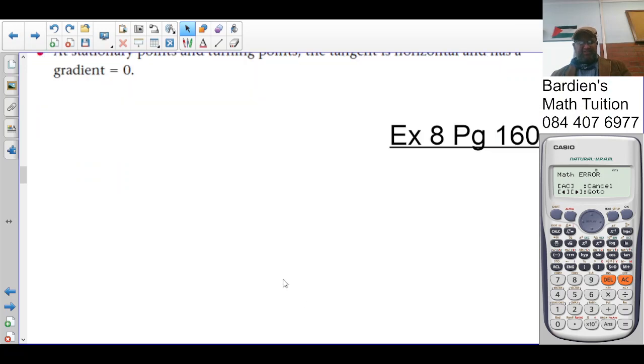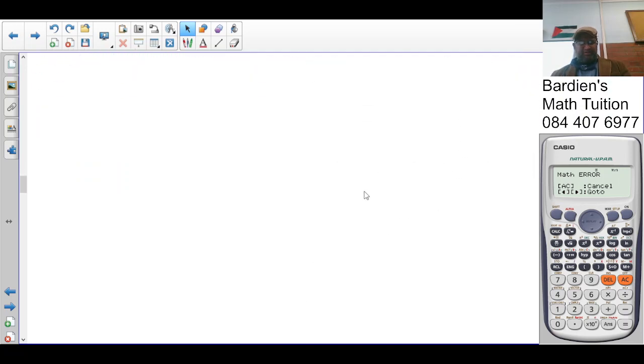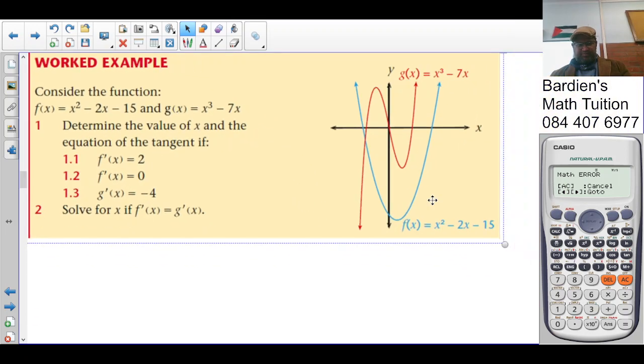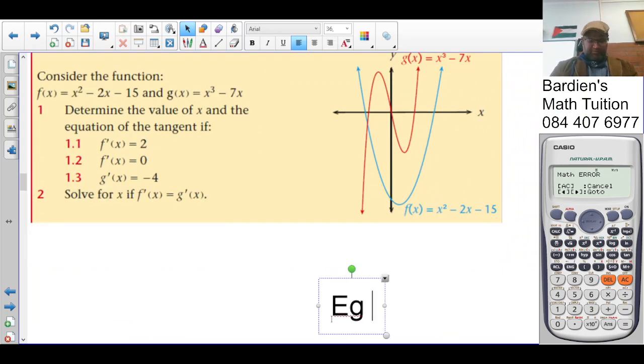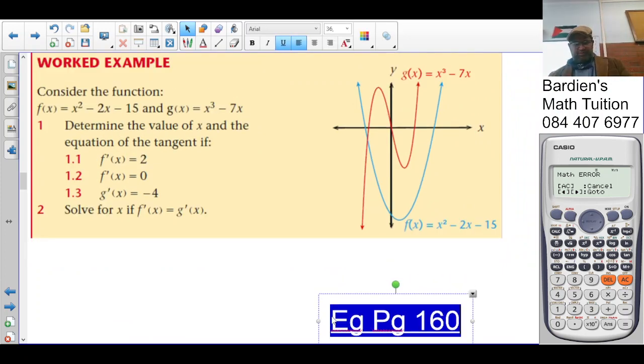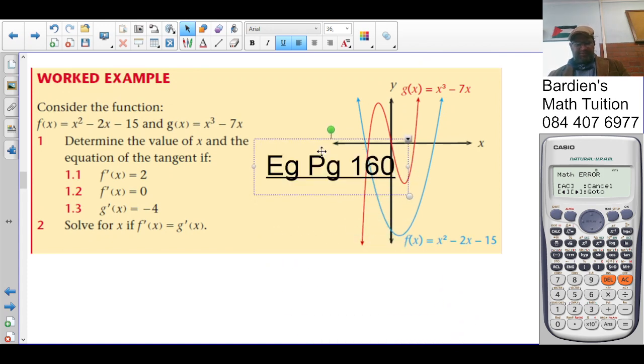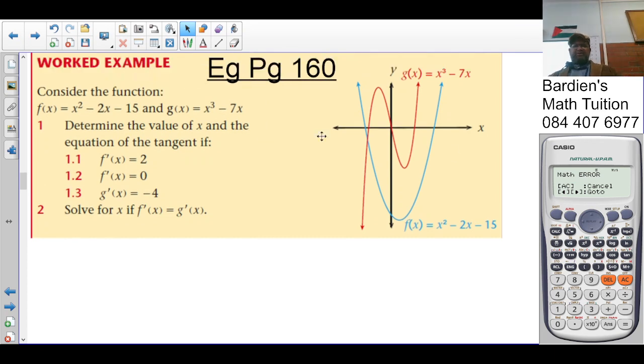The example on page 160. Okay. So consider the functions: f of x equals x squared minus 2x minus 15 and g of x equals x cubed minus 7x. The diagram is given. Okay? The question says determine the value of x and the equation of the tangent if f prime of x is equal to 2. So here f prime of x is equal to 2.